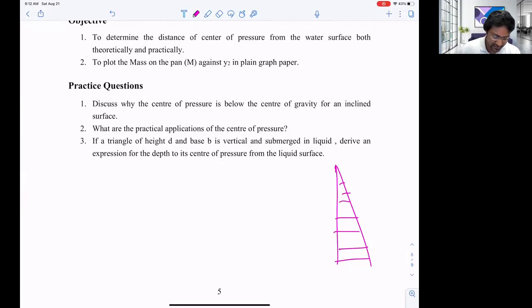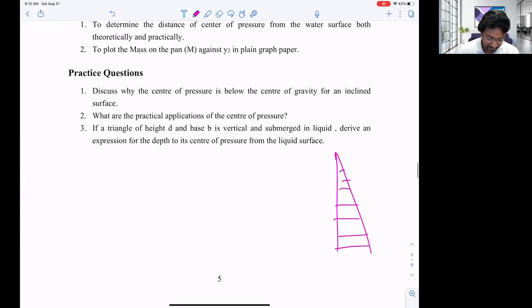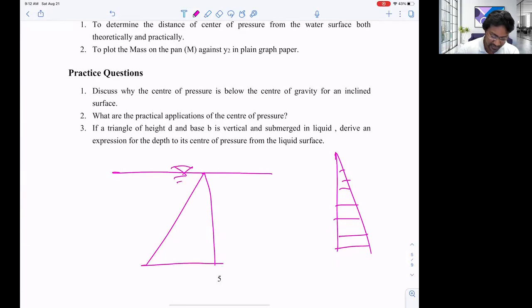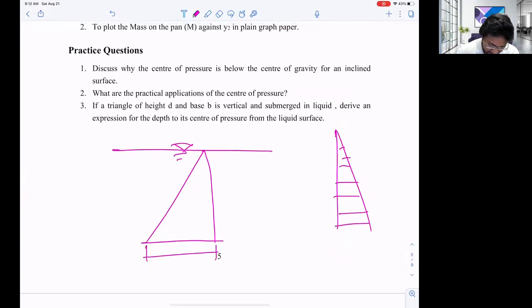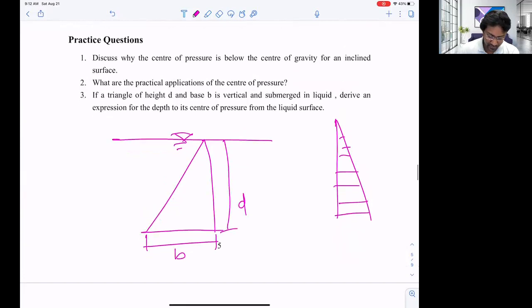And if a triangle of height d and base b is vertical and submerged in a liquid, derive an expression for the depth to its center of pressure from the liquid surface. That means we have a liquid surface here and we have a triangle this way that is completely immersed in the liquid, and the base is b and the height is d. So they are asking, if the center of pressure is here, it is an inclined surface, we'll have the answer. So they're asking what will be the value of Cp. We have to express this. Since we don't have any exact value, we'll determine it in terms of d.